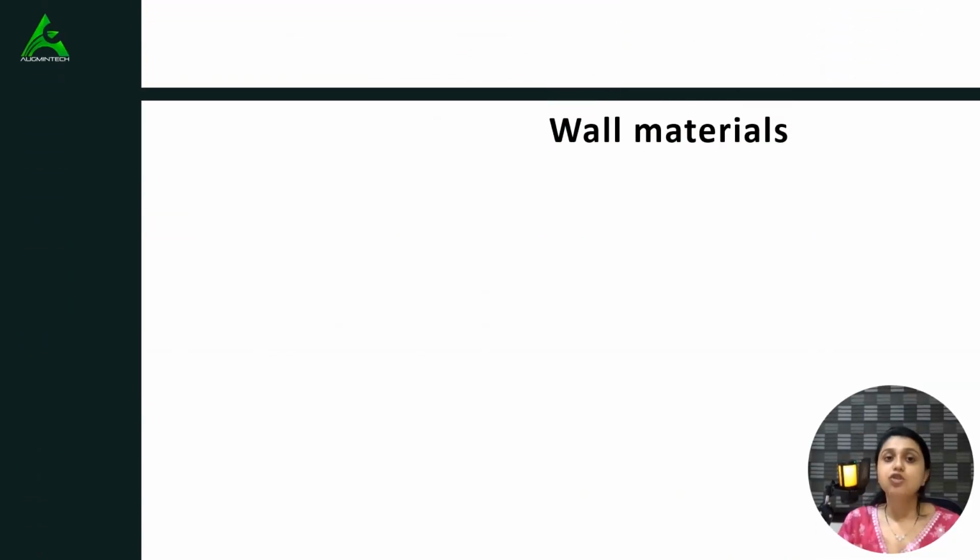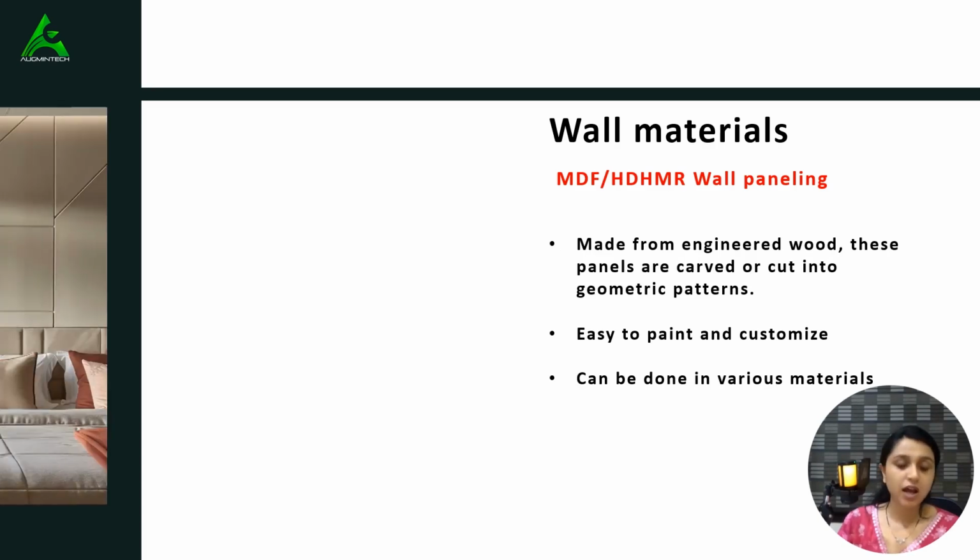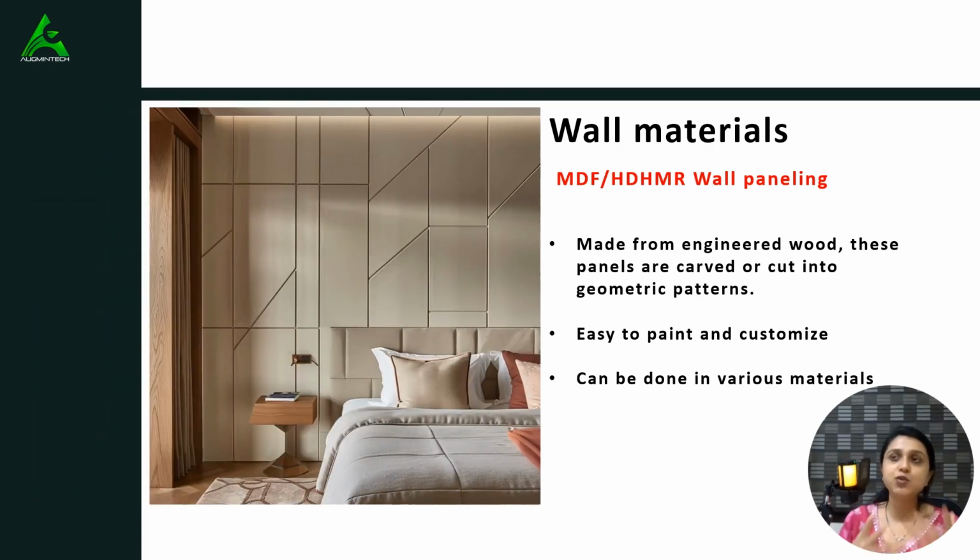So the next paneling that I'm talking about is MDF or HDHMR wall paneling. Now MDF and HDHMR are just like plywood. As we use plywood as a base material, these days MDF and HDHMR are put to use a lot more, right? So we will discuss these materials in detail later on. But here what I mean to say is, if you are trying to create a solution where your wall somewhat looks like this.